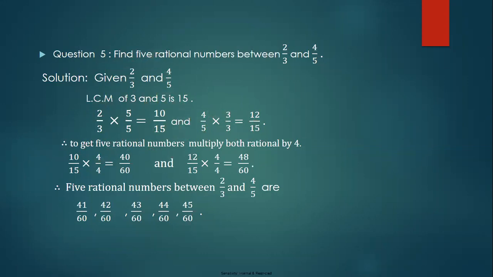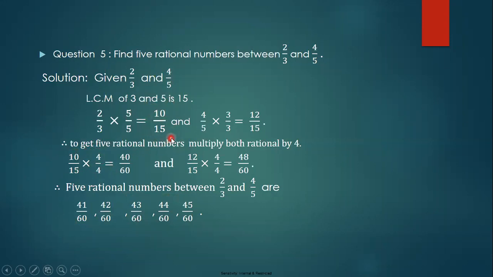I have to get how many rational numbers? 5 rational numbers. So if I multiply by 2 also, I will not get enough rational numbers. So next I can multiply by 4 or 5, whichever number you can take. Instead of 4 here, you can multiply by 5 also. I have multiplied by 4 here, you can multiply by 5 also. But the denominator should be the same, that you have to remember.